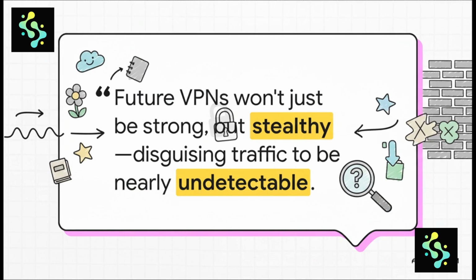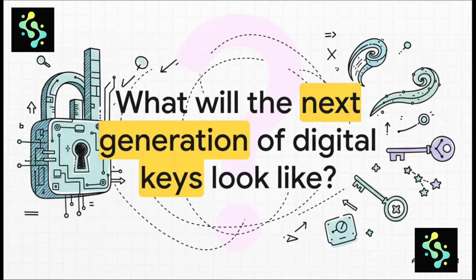And this is what the future is starting to look like. It's a concept called obfuscation. The next generation of VPNs aren't just being designed with strong encryption, they're being built with technology that actually disguises the VPN traffic itself. It makes it look just like normal, everyday internet browsing, so it can't be easily detected and blocked.